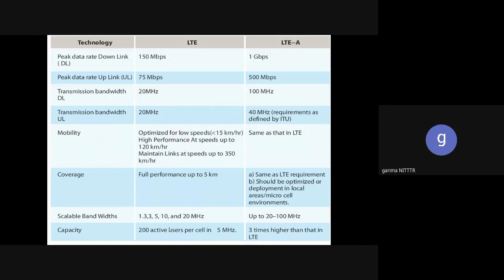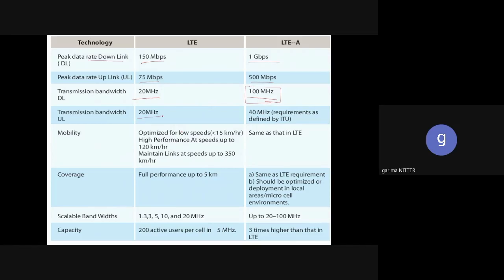Now, if you compare LTE and LTE Advanced, this is basically 3.9G and 4G exactly. The peak data rate defined for the technology was 150 Mbps for LTE, and 1 Gbps for LTE Advanced. 75 Mbps was uplink, and 500 Mbps was the target uplink data rate for LTE Advanced. Then transmission bandwidth is 20 megahertz for LTE and 100 megahertz for LTE Advanced, obviously a combination of subcarriers gives 100 megahertz.